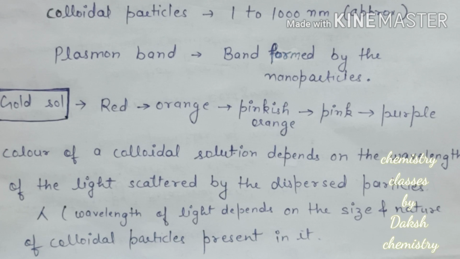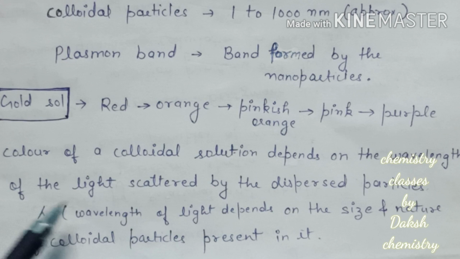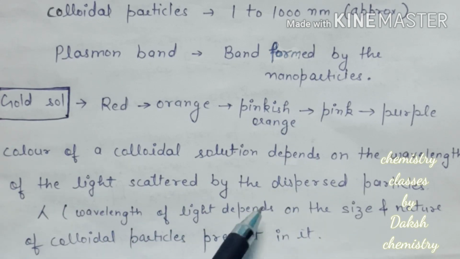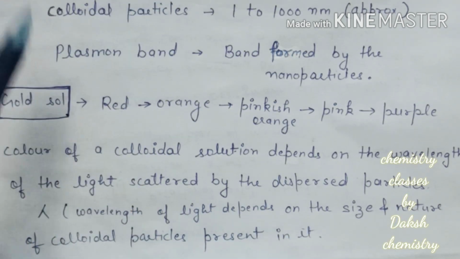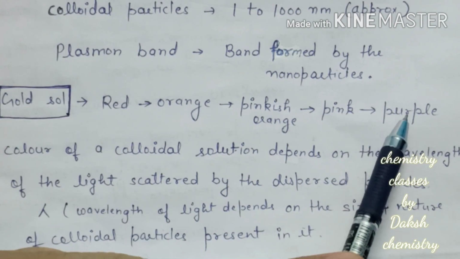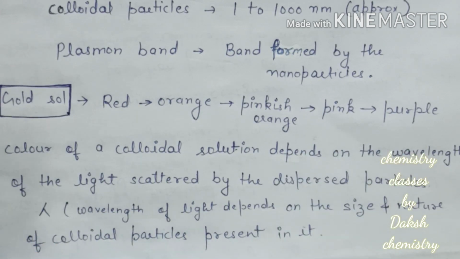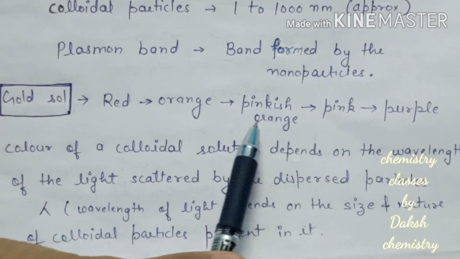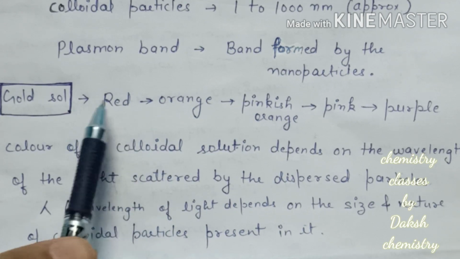Let me tell you a little bit more. The color of a colloidal solution depends on the wavelength of light scattered by the dispersed particles, and the wavelength of light depends on the size and nature of the colloidal particles present in it. As we saw in the previous question, the intense purple color of the colloidal solution is due to gold particles. As we decrease the size, what do we get? We get a red gold solution.